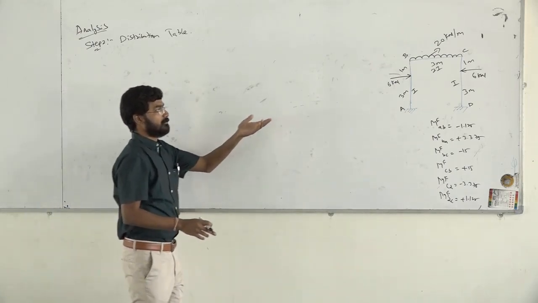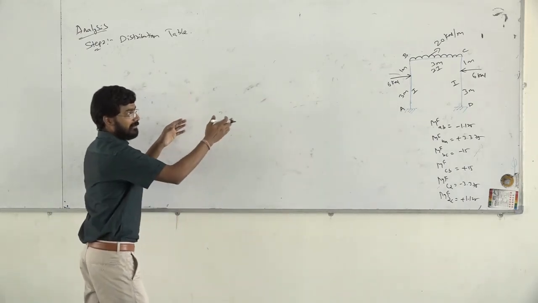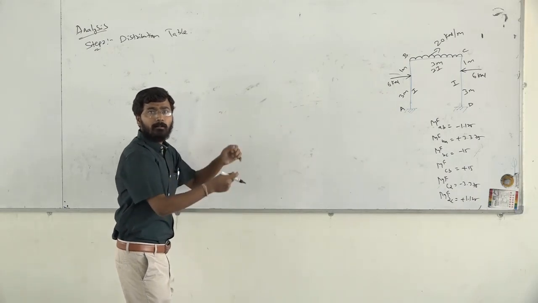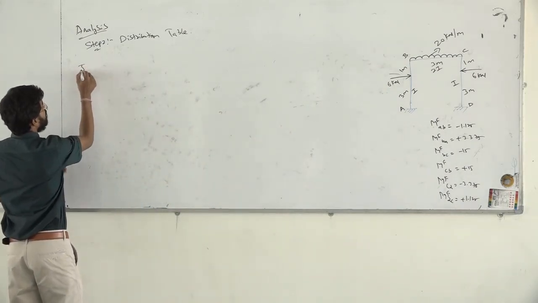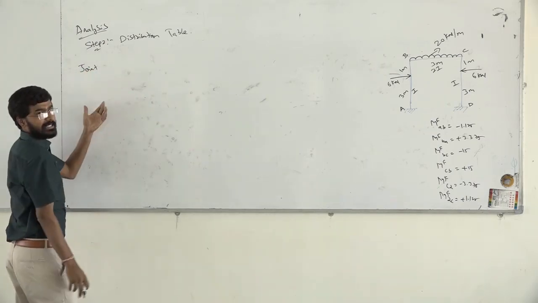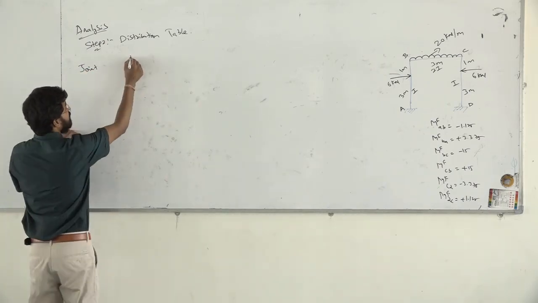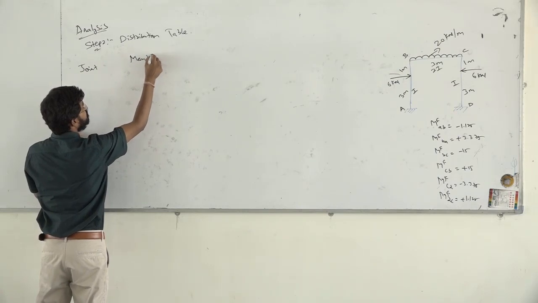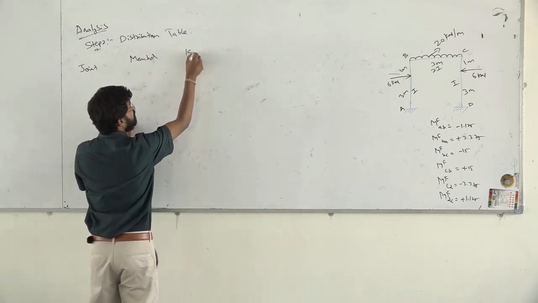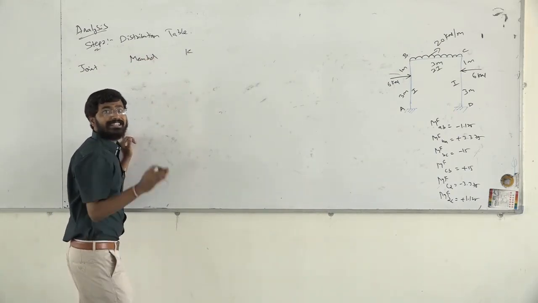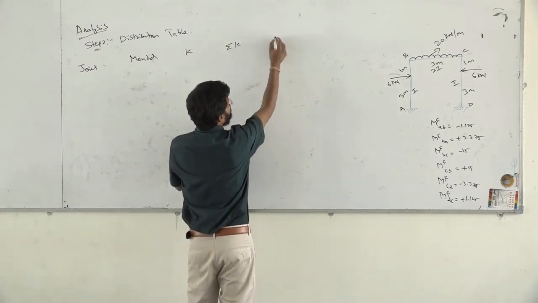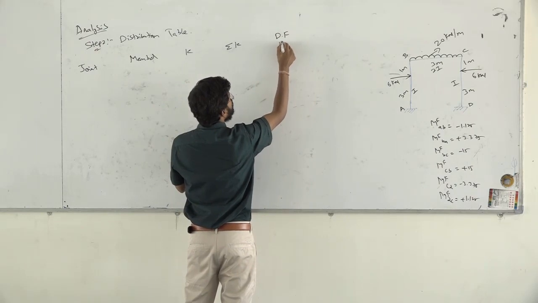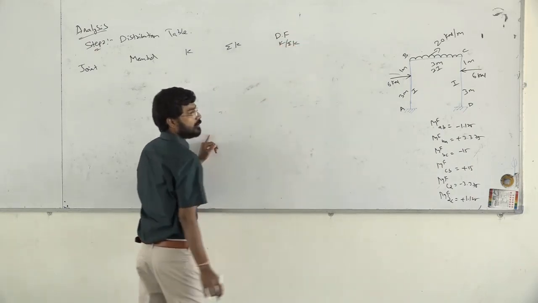Now, as I have drawn in our diagram, I have made this frame into a continuous beam. The same way, in the table we first go with our joint, then whatever members we have, then we have our K value, which we call relative stiffness. Then we have summation K, which is the total stiffness. Then we have the distribution factor, which is equal to K upon summation of K.